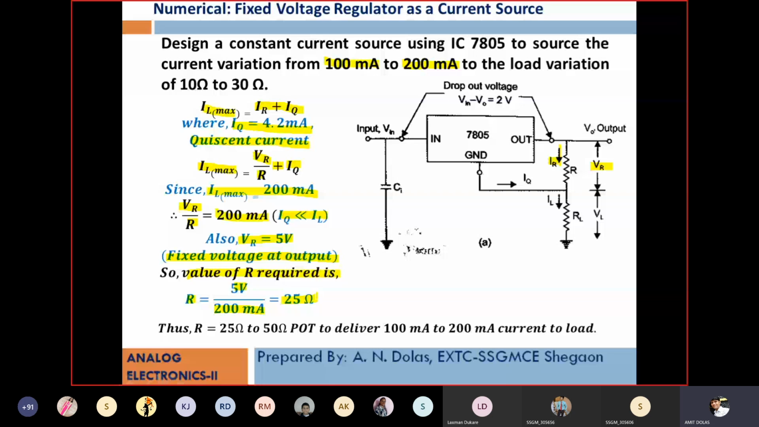So, for two values of current, that is 100 milliampere and 200 milliampere, this is the range of current which is to be passed through resistance RL, and for that we got 50 ohm and 25 ohm respectively. So here, to deliver the current in the range of 100 milliampere to 200 milliampere, we have to choose R equal to 25 ohm to 50 ohm.